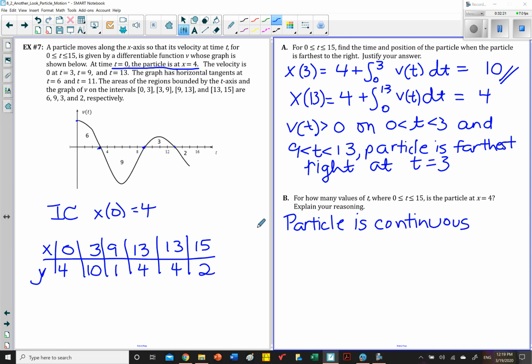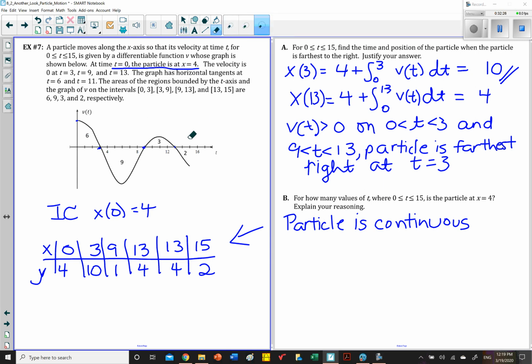And if I look over here at this table, all I did was accumulate the area for each little segment based on the fact that we're at 4 initially. So when x is 0, y is 4. Then when x is 3, y is 10. Moving on over to the next 0, when x is 9, we've got 4 plus 6 minus 9, we're at 1. And when we get to 13, we're adding back 3 to that 1 and have 4. When we get to 15, we're subtracting 2 and we have 2.